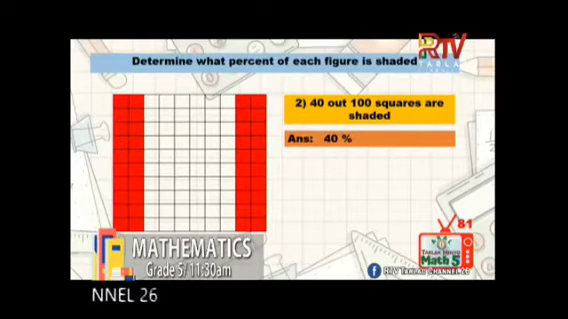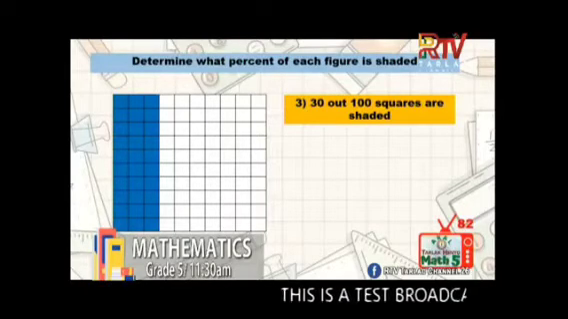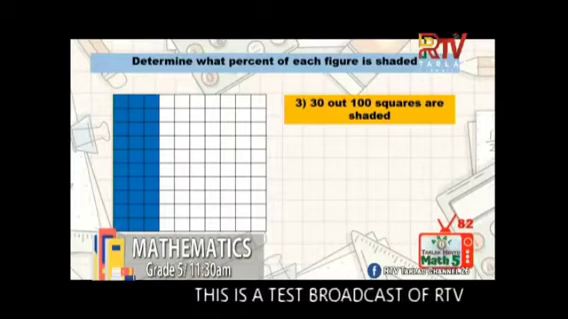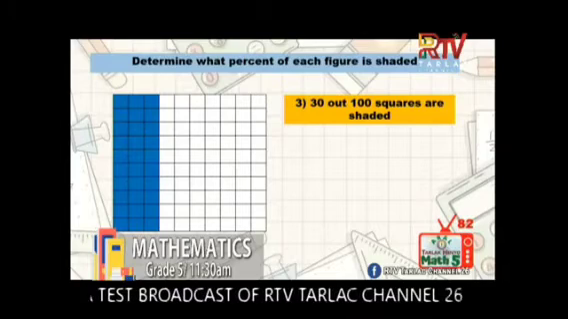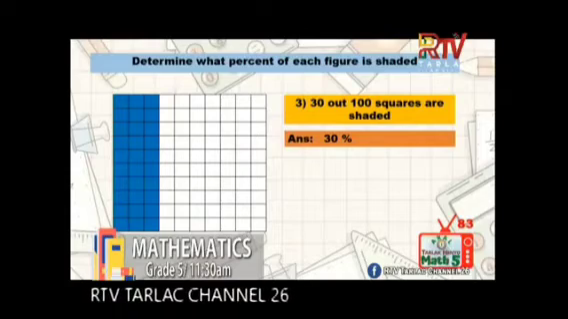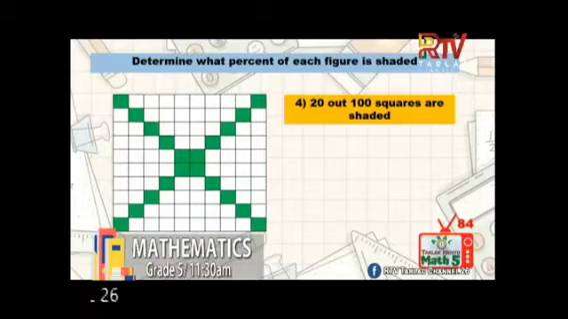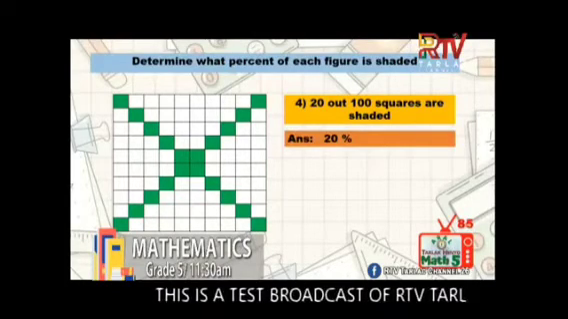Let's go to number 3. 30 out of 100 squares are shaded. The correct answer is 30%. 30 out of 100 is 30%. And lastly, number 4, 20 out of 100 squares are shaded. The correct answer is 20%.